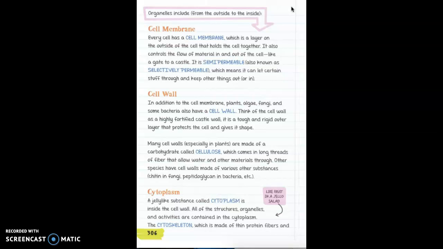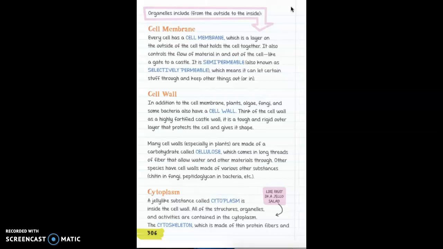The cell wall. In addition to the cell membrane, plants, algae, fungi, and some bacteria also have a cell wall. Think of the cell wall as a highly fortified castle wall. It is a tough and rigid outer layer that protects the cell and gives it shape. Many cell walls, especially in plants, are made up of a carbohydrate called cellulose, which comes in long threads of fiber that allow water and other materials through. Other species have cell walls made of various other substances. Chitin in fungi, peptidoglycan in bacteria, etc.